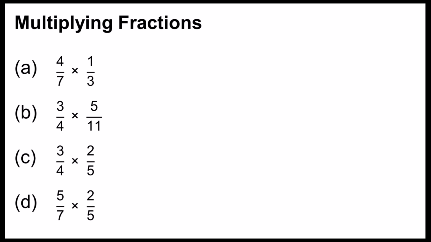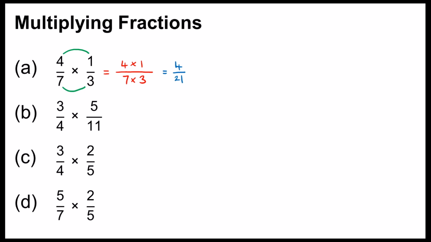In my first question, I'm asked to work out 4/7 multiplied by 1/3. To work this out, I need to multiply my top two numbers, and that gives me 4 times 1 on the top. I need to multiply the bottom two numbers. That's 7 times 3, which needs to go on the bottom. 4 times 1 on the top gives me 4, and 7 times 3 gives me 21 on the bottom, and that means my final answer is 4/21.